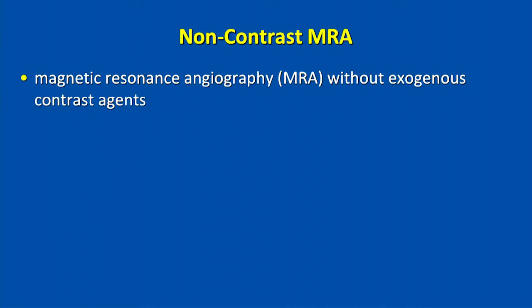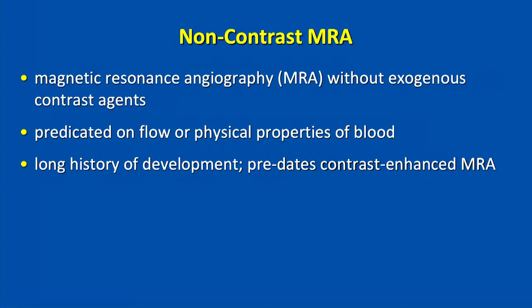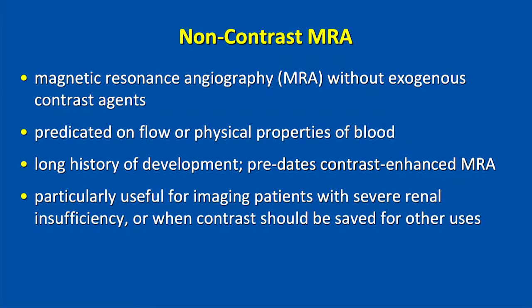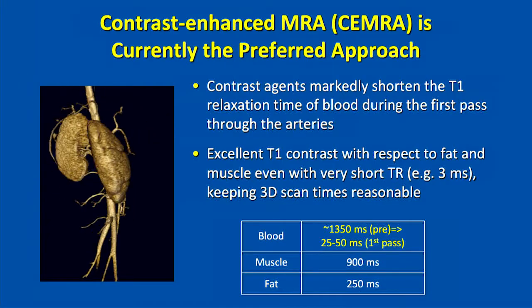So what is non-contrast MRA? It's MRA without the use of any sort of intravenous contrast agents. It's predicated either on blood flow, or the physical properties like T1 or T2 of blood. It has a long history of development and predates contrast-enhanced MRA. It's particularly useful for patients who present with severe renal impairment or when contrast should be saved for other purposes. There are many techniques for performing non-contrast MRA. It's still developing, and we'll talk more about this throughout the presentation.